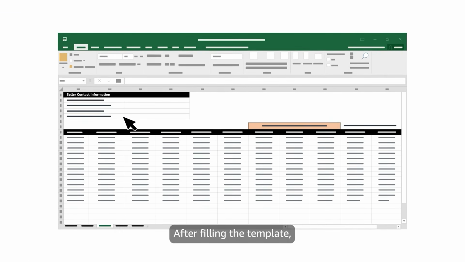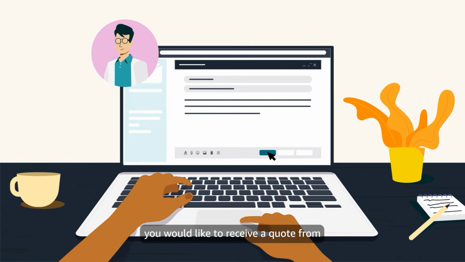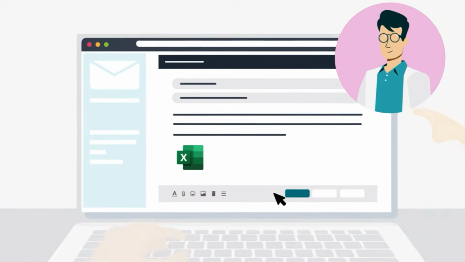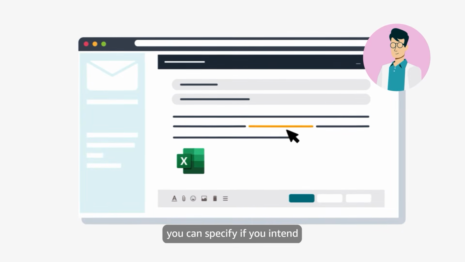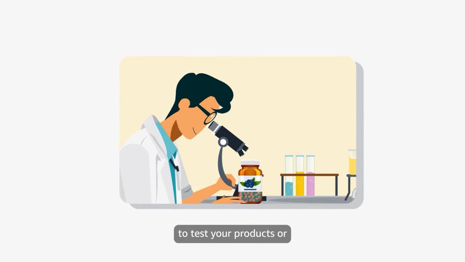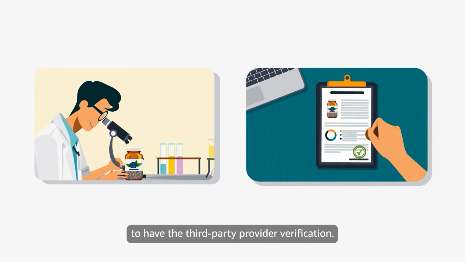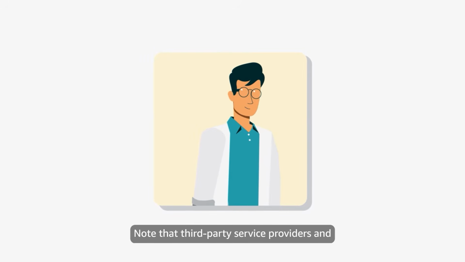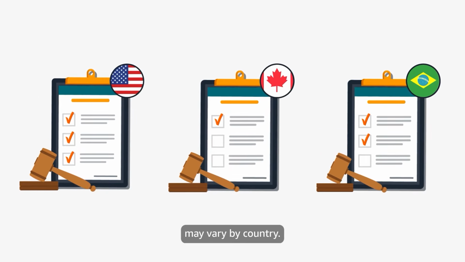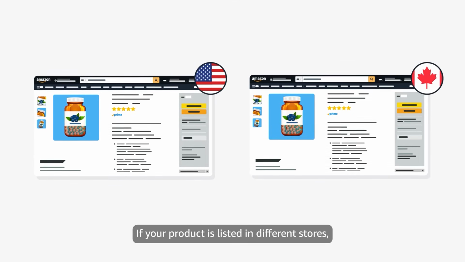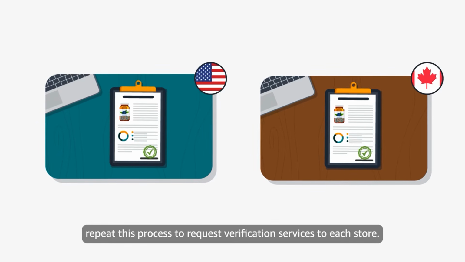After filling the template, send an email to the third-party verification providers you would like to receive a quote from and attach the file. In your email to the third-party verification provider, you can specify if you intend to test your products or if you intend to provide pre-existing testing results to have the third-party provider verify. Note that third-party service providers and compliance requirements may vary by country. If your product is listed in different stores, repeat this process to request verification services for each store.